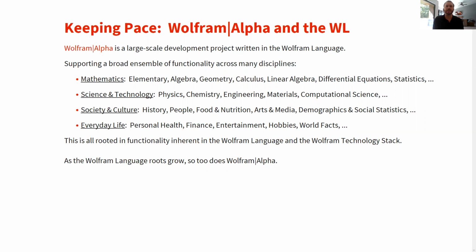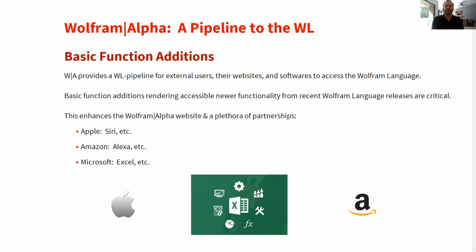Wolfram Alpha is, at least of what I know, one of the largest development projects done in the Wolfram language. And as those Wolfram language roots grow version by version, so too does the Wolfram Alpha web page and API accessibility. Wolfram Alpha is a natural language pipeline to the Wolfram language itself. So a way to, with common tongue, communicate with the computer and extract data and calculations that you're interested in without ever having to code, right?